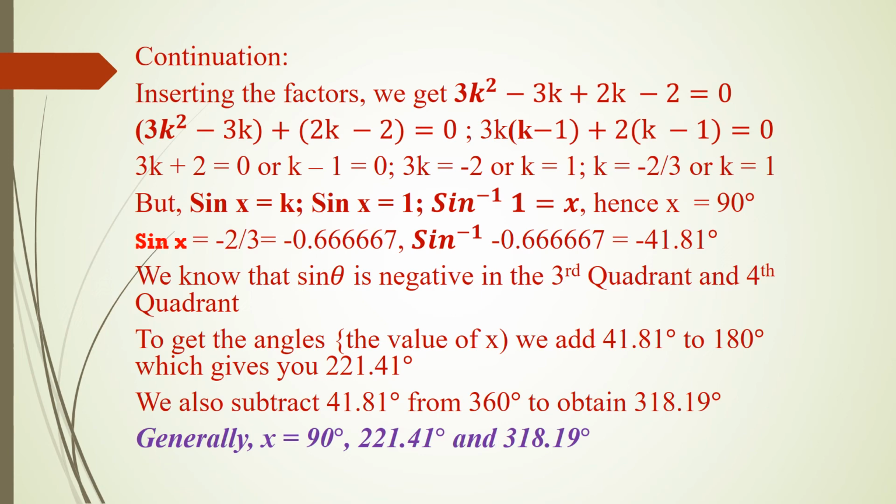And to be able to obtain another angle in the fourth quadrant, we take 360, then we subtract 41.81 for us to obtain 318.19 degrees. Combining all the values of x, we now say generally x is equal to 90 degrees, 221.41 degrees, and then finally 318.19 degrees.